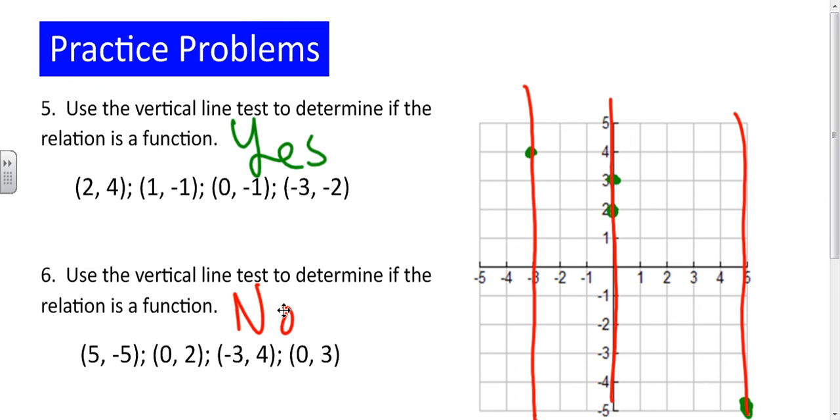Remember, we can see that here, where we have a domain 0, my input 0, but it has 2 different outputs, 2 and 3, and that's how we know it's not going to be a function. And that's our lesson on relations and functions.